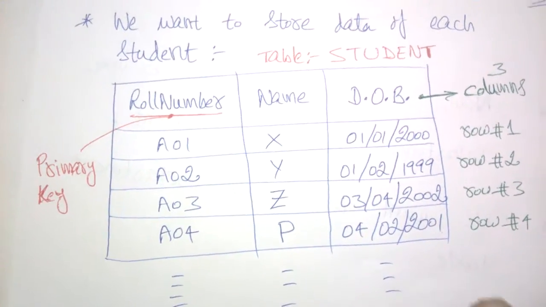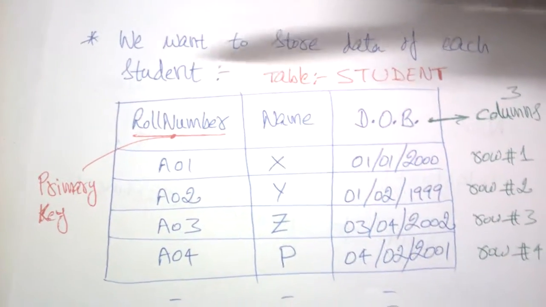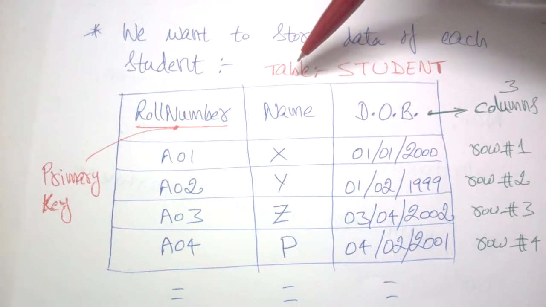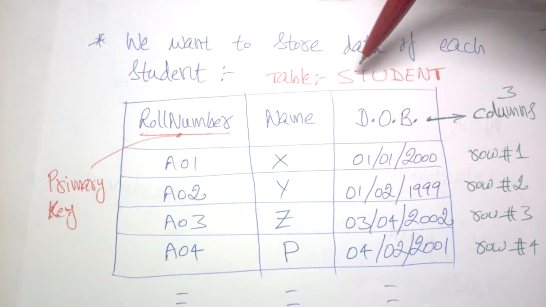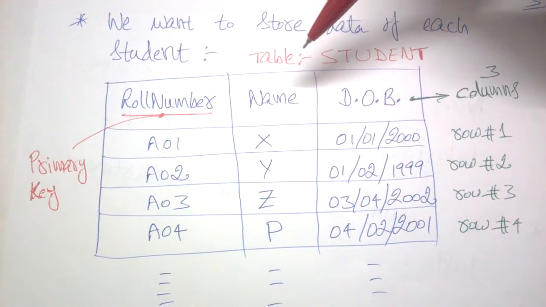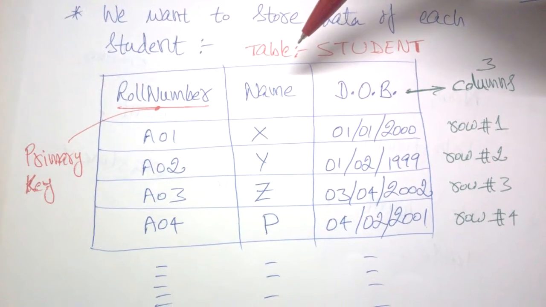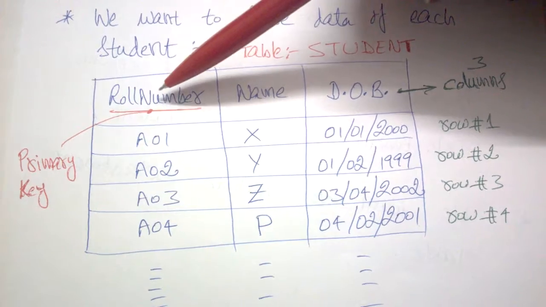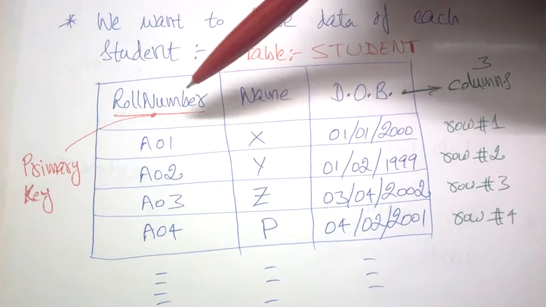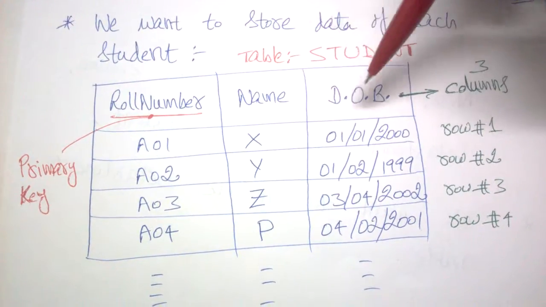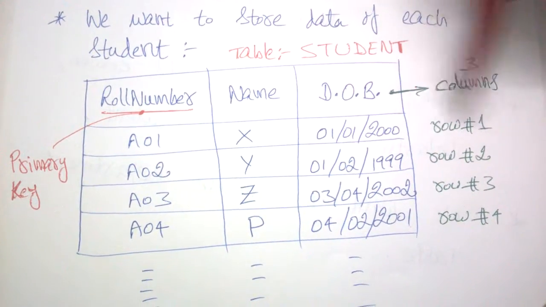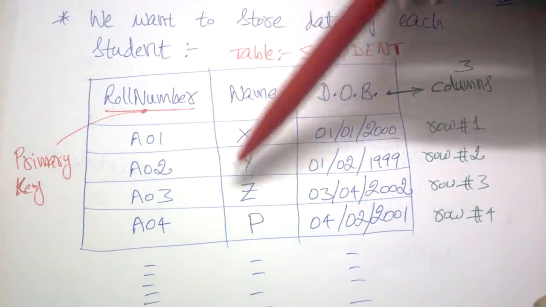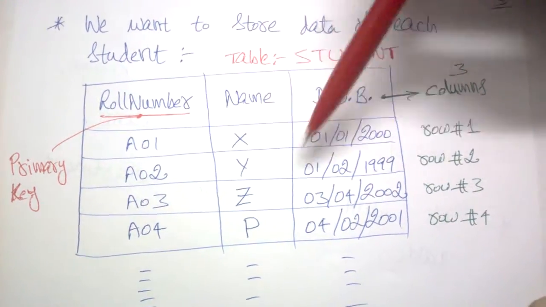Now let's go into our database topic. Here we are trying to define a table called student. If we want to define data that is pertinent for a student, then let's see what we need to define. We need to define his roll number. We want to store his roll number, his name and date of birth, and many other columns. But right now let's restrict ourselves to these three columns.